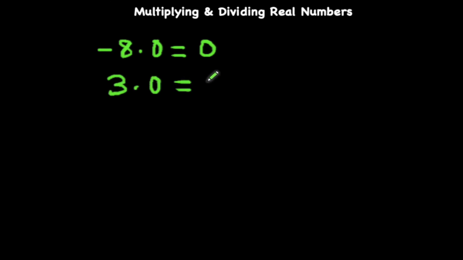So you probably already know that any number times 0 is equal to 0. So if you have negative 8 times 0, that's 0, right? Because you know that 0 groups of any number is equal to 0, right? So even if you had 3 times 0, that's equal to 0, right? Now, what about when multiplying two non-zero numbers? Let's go ahead and talk about that.